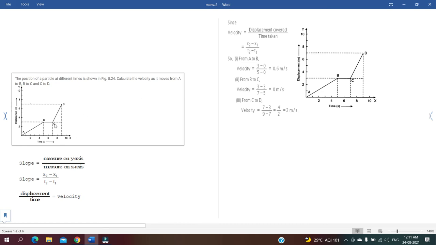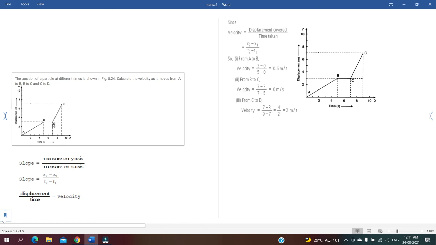Now from c to d, it's again moving with constant velocity. Again, we will choose two points c and d. They are already marked on the graph. From point d, draw a perpendicular onto the time axis and note down the value of t2. It is 9. Draw a perpendicular onto the displacement axis and note down the value of x2. It is 7. So x2 is 7, t2 is 9.